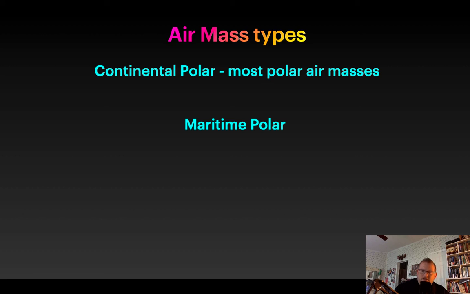It still forms in the polar regions, so the temperatures are still going to be cold, but a maritime polar air mass is going to be a little warmer than a continental polar air mass, because usually the ocean is warmer than the land. So it's going to make things a little more comfortable, because it's bringing in a little more moisture, and it's bringing in a little more warmth. But most of our polar air masses are continental polar air masses.